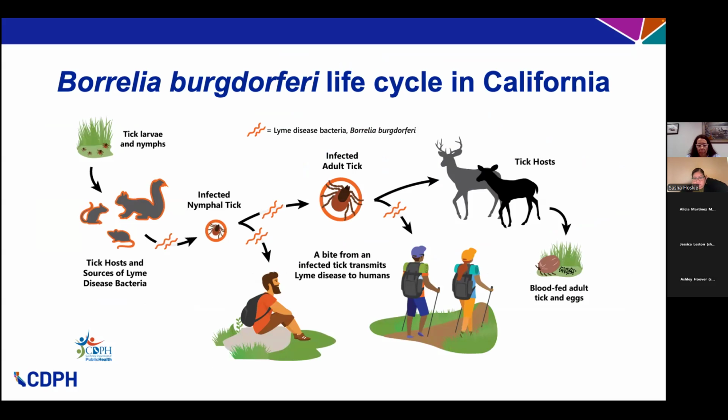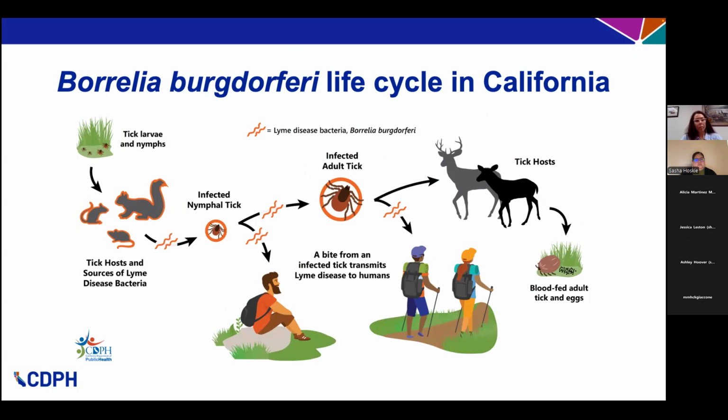And here's a diagram of what the transmission of Lyme disease looks like. As I mentioned, it's caused by the bacteria Borrelia burgdorferi, and it can spread to people through the bite of infected Ixodes pacificus ticks. And so starting in the top left, you have tick larvae and nymphs that may become infected when they feed on wild rodents that are infected with Borrelia burgdorferi. And once infected, that tick will remain infected through subsequent life stages and may transmit the bacteria to subsequent hosts that it feeds on, including people.